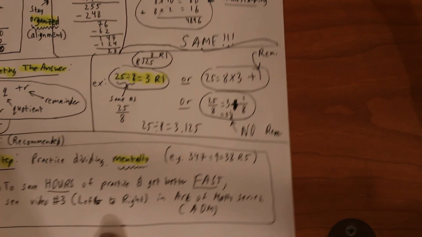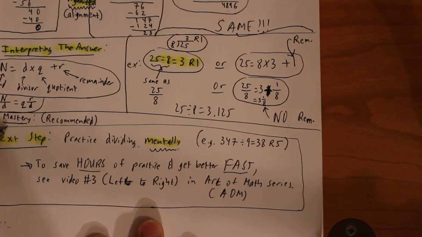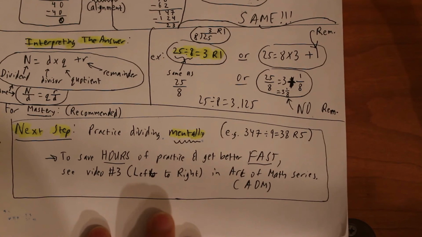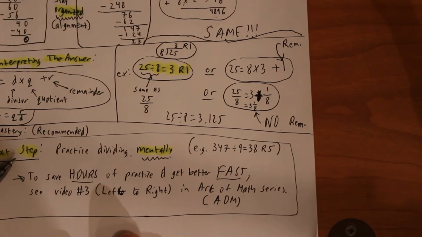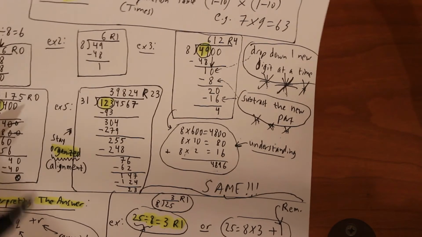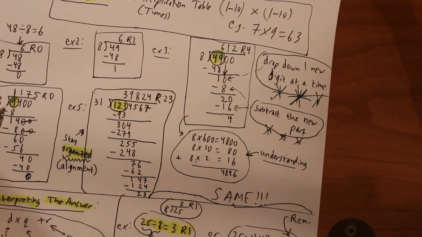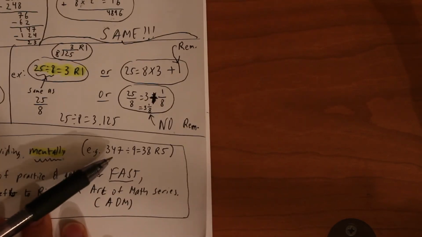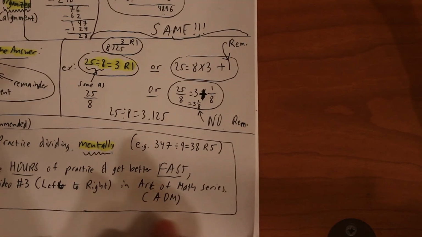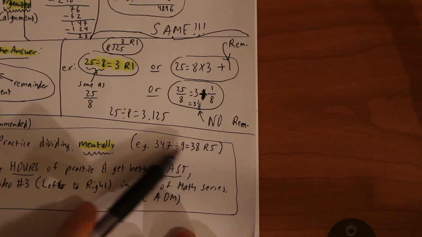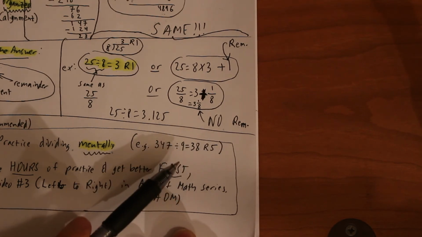Hopefully that was helpful. For mastery, let's say you want to take this to the next level, what do you do from here? So for the next step, I recommend practicing everything we've done. So let's say doing 9,400 divided by 8 or anything of that nature. So we can do 347 divided by 9 and trying to get this 38 in your head and getting the remainder 5 in your head. So do this whole problem in your head.